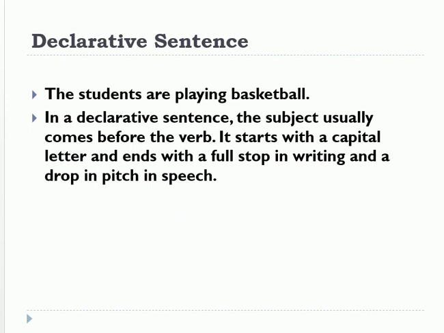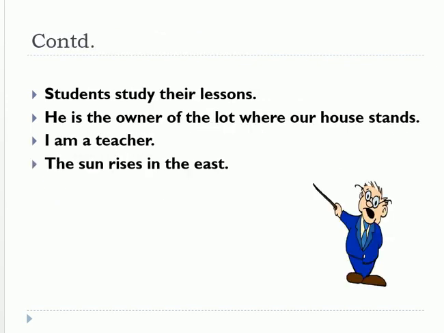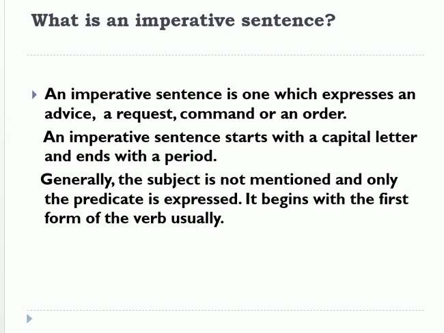So in a declarative sentence, there is a drop in pitch. That means we state something, we say something, we do not ask a question. Therefore, there would be a drop in pitch. Students study their lessons. I am a teacher. The sun rises in the east. He is the owner of the land where our house stands. These are all examples of declarative sentences. Here we are asserting something, giving some sort of information, or sharing our opinion or feelings.